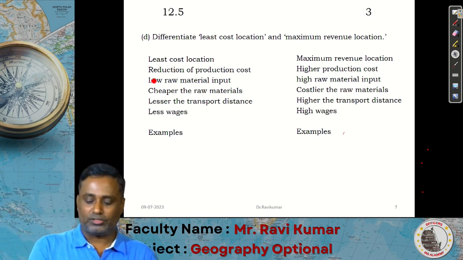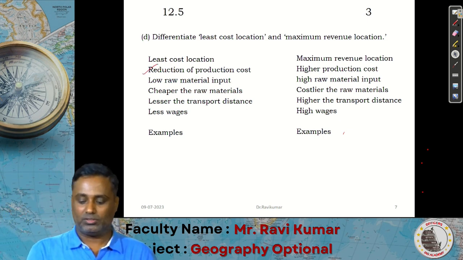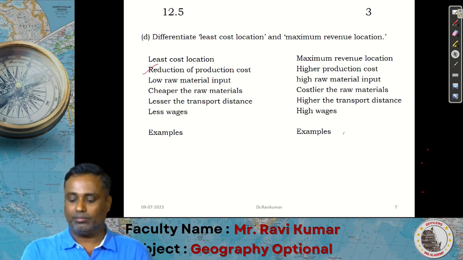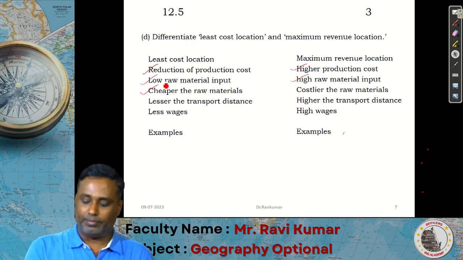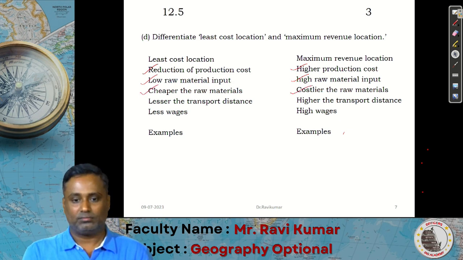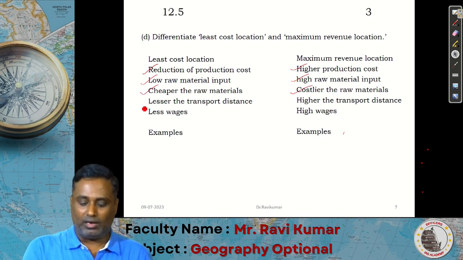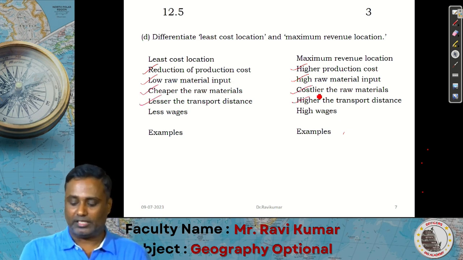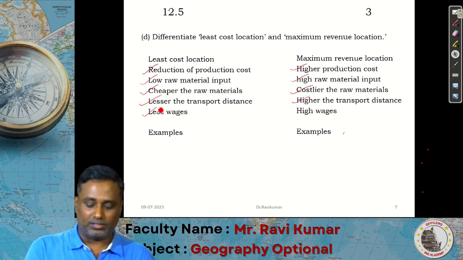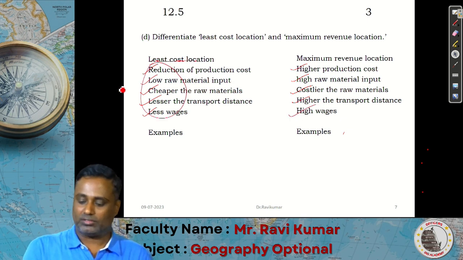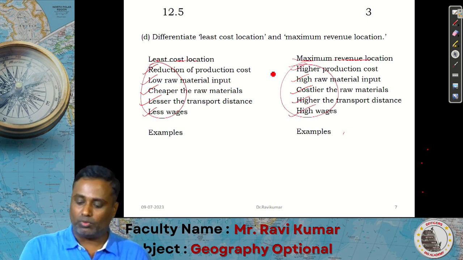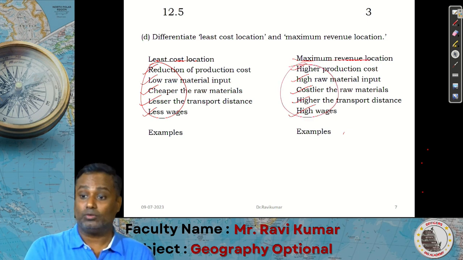The least cost location is primarily based on reduction of our production cost. You can see the opposite: maximum revenue location will always have higher production cost. Least cost location will use low raw material input, this one higher raw material input. Cheaper raw material and costly raw material. And the lesser transport distance, higher transport distance. Wages will always be less here, there everything will be high. So in least cost, everything will be at the lowest cost. In maximum revenue, they don't bother about the cost they spend to produce the product.